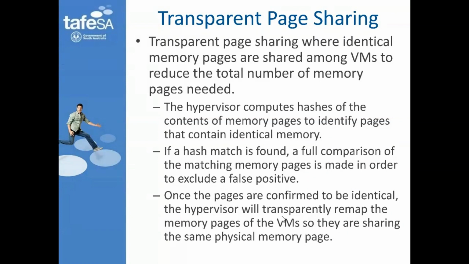It's a bit like when you download a file, how do you know it's not been tampered with? You usually get a hash and then you check the hash, right? So that's what it does and identifies memory that's identical.